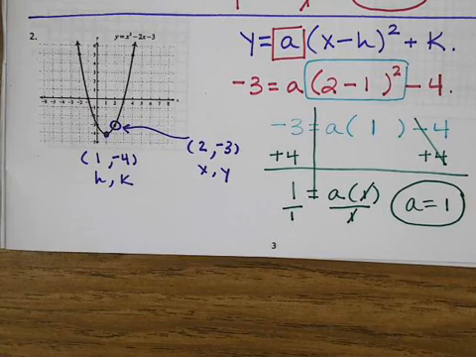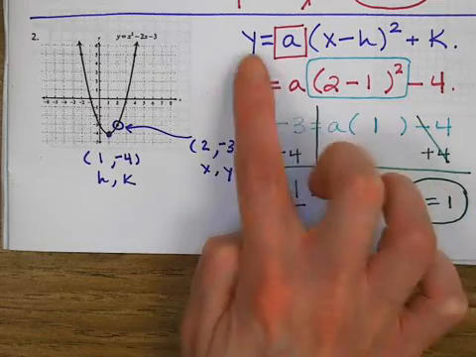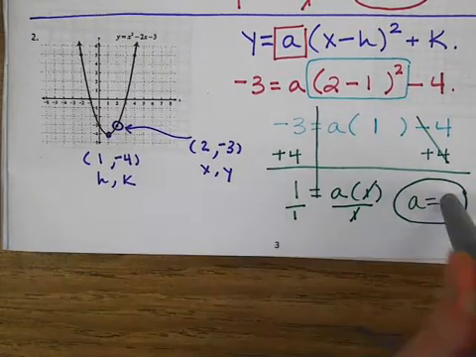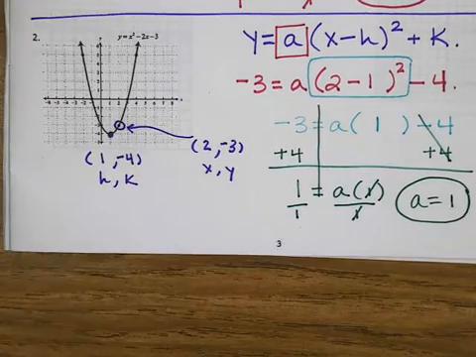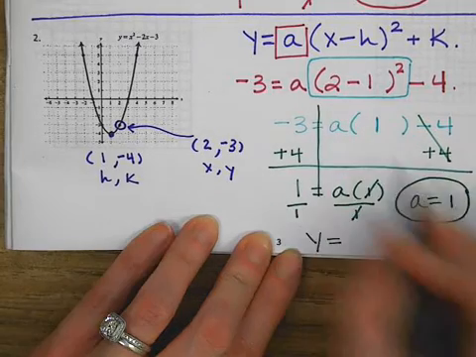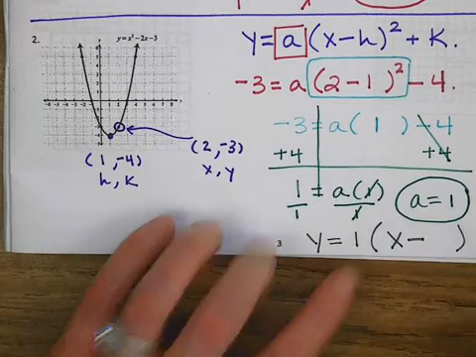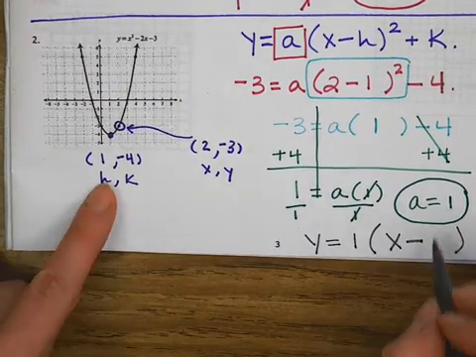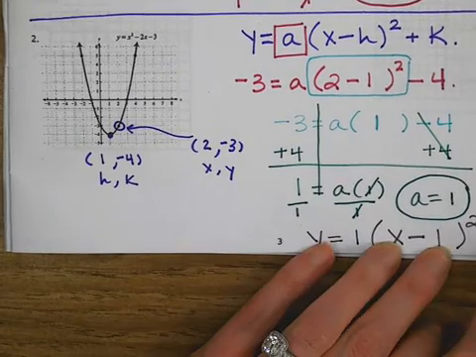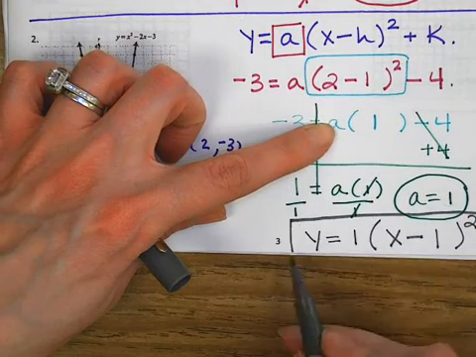All right, let's plug everything back into our model, but don't forget the x and the y are going to stay x and y. We just need to plug in a and h and k. Okay, so final answer. Y equals a is 1, parentheses, x minus h is 1 squared plus k is minus 4. That is your final answer.